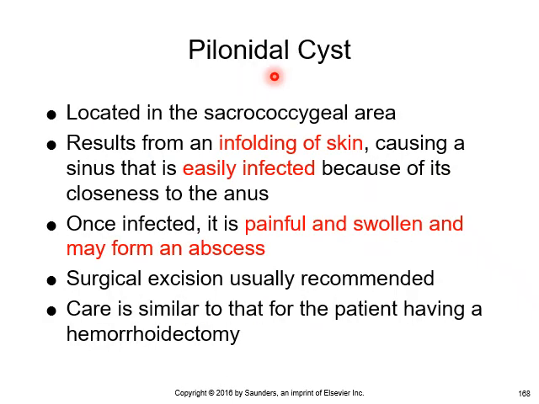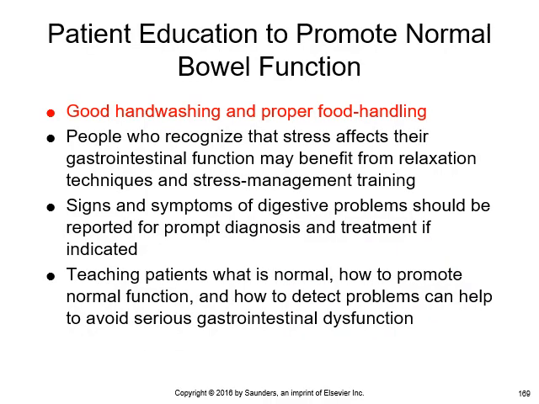Pilonidal disease is located in the sacrococcygeal area, and results from an enfolding of skin causing a sinus that is easily infected. Once it is infected, it is painful and swollen and may even form an abscess. To correct it, we would do a surgical excision for drainage, and the care is similar to that of the patient having a hemorrhoidectomy. Patient education to promote normal bowel function includes good hand washing and proper food handling.